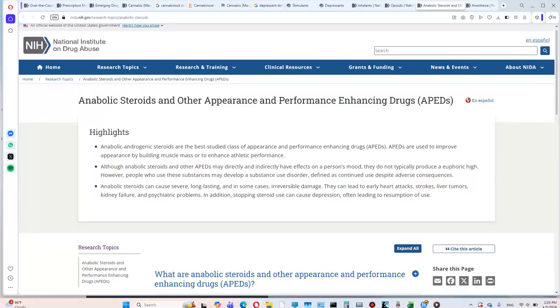despite adverse consequences. Anabolic steroids can cause severe, long-lasting, and in some cases irreversible damage. They can lead to early heart attacks, strokes, liver tumors, kidney failure, and psychiatric problems. In addition, stopping steroid use can cause depression, often leading to resumption of use.